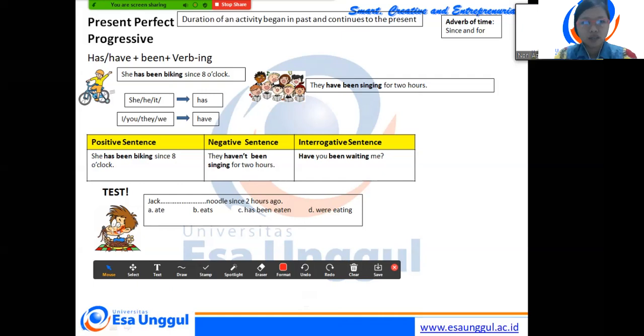If you look at this one, has been biking, have been singing. So in present perfect progressive, you can use has or have, been, and verb in. Remember, because it is progressive or continuous, you must use verb in. This is for the example. She has been biking since 8 o'clock.